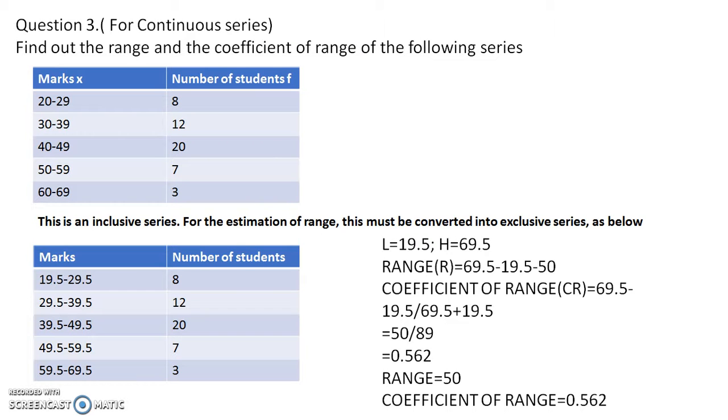Now question 3, where we are taking a continuous series. See the question on your screen; it is a question of an inclusive series. If we get an inclusive series, first we have to convert it into an exclusive series. We have already converted it, and marks are given, that is the class interval x, and the number of students is the frequency. Again, the frequency of the series is not taken into account. We have to find it from the value of x. So range will be 69.5 minus 19.5, which is 50, and the coefficient of range is 69.5 minus 19.5 upon 69.5 plus 19.5, and the answer is 0.562.